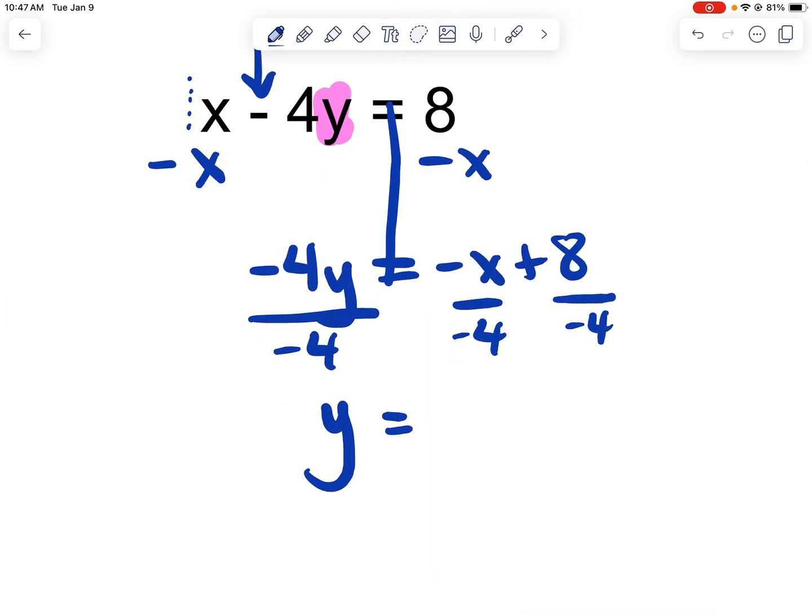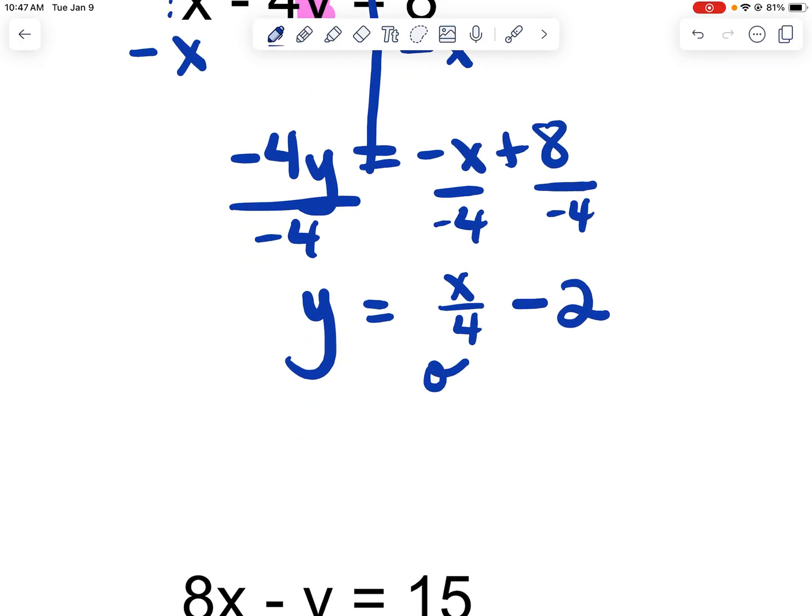This simplifies to y. Negative divided by a negative is a positive, so x over 4. Positive divided by a negative is a negative. I would get negative 2. You can also write this, because there's an invisible 1 right there, as 1/4 x minus 2. They are both correct.